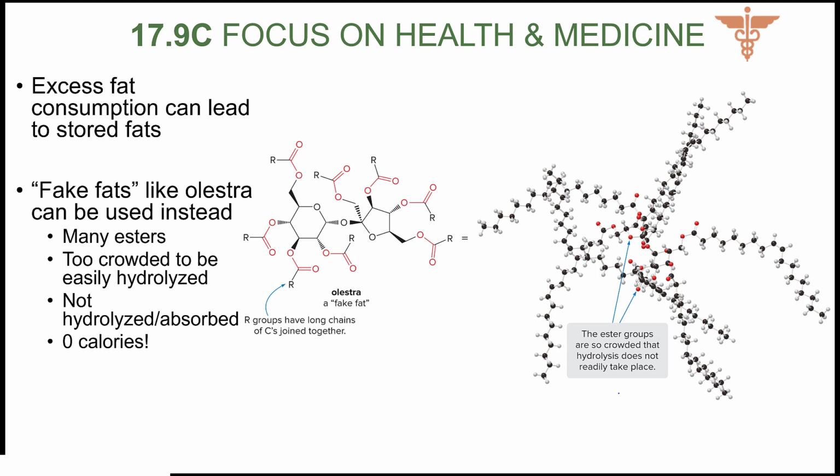They have lots of esters and they're too crowded to be easily hydrolyzed. So you can see all of the ester groups that are shown here in the arrows. There might be one here. Lots of ester groups. But the molecule is so big and bulky and sticks out a lot that it can't be hydrolyzed. And if it's not hydrolyzed or absorbed, then that equals 0 calories.